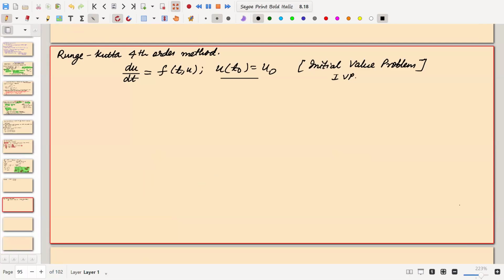Now the Runge-Kutta method tells that you can obtain a numerical solution to this initial value problem as follows. Similar to the Euler method, what does the Euler method tell?